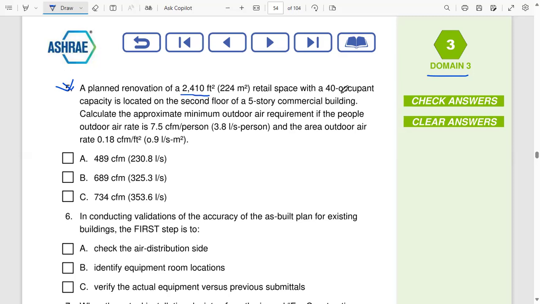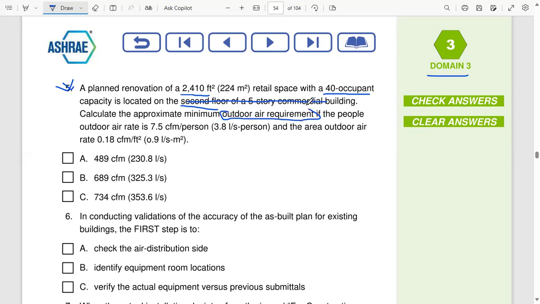It is a retail space with a 40 occupant capacity. So the total number of people is 40. It is located on the second floor, doesn't matter, second floor, third floor, in a 5-story building. So this information is not relevant. Calculate the approximate minimum outdoor air requirement. So we need to calculate the minimum outdoor air requirement, the fresh air that we need.